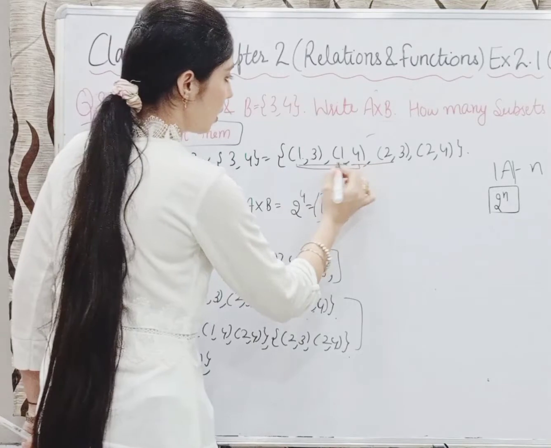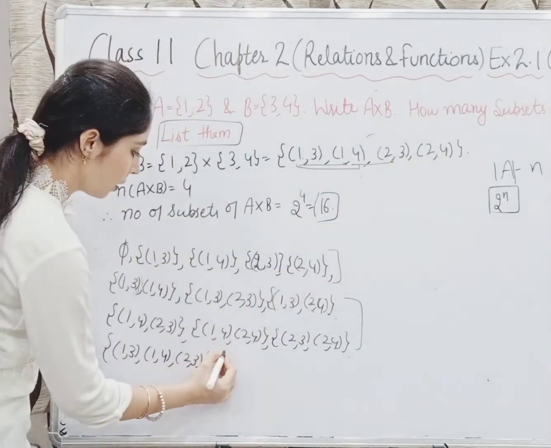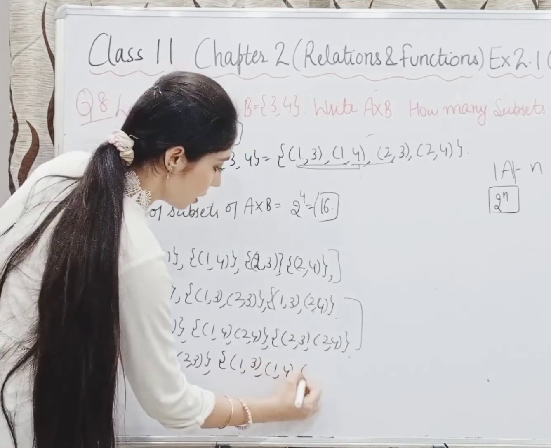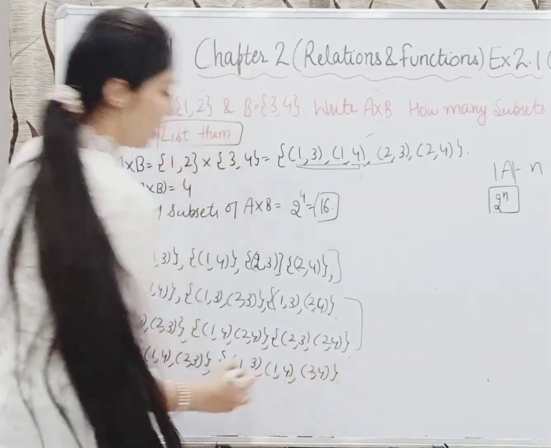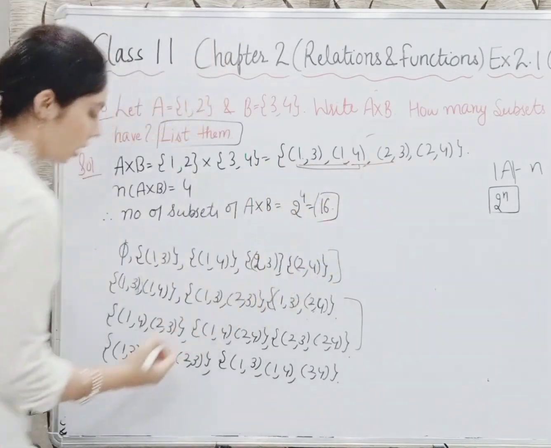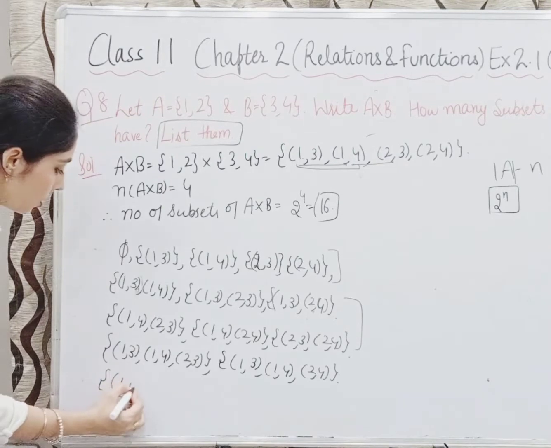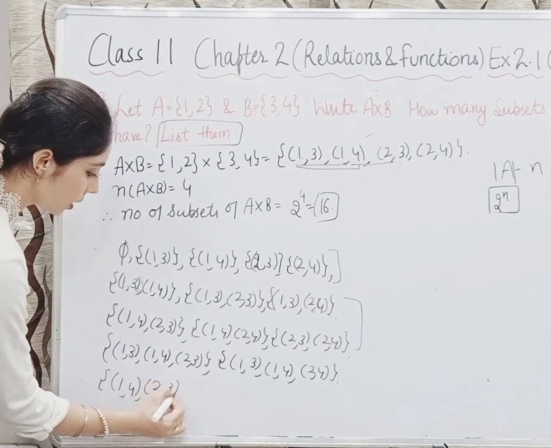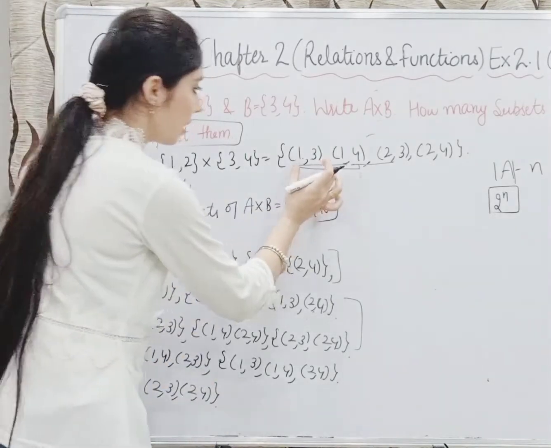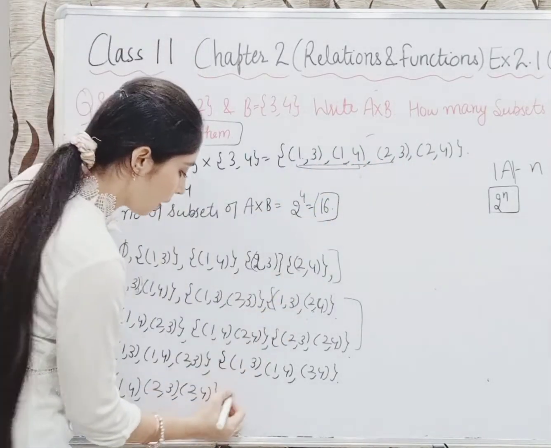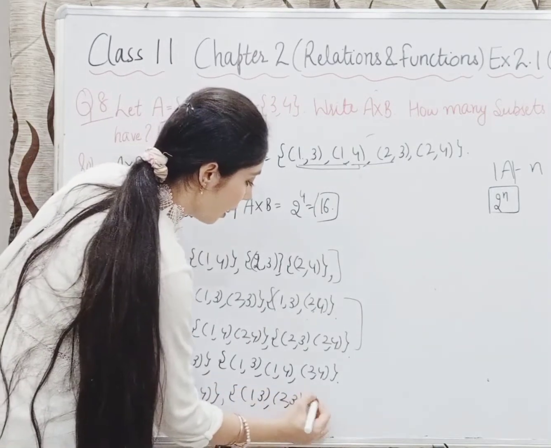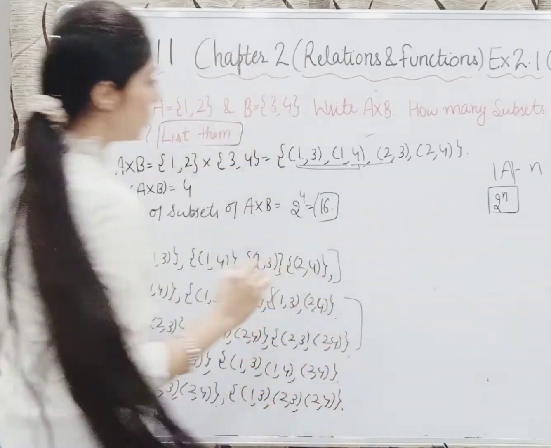Now we will take these two and last one. So this will be 1, 3, 1, 4 and 2, 4. Okay. Next condition will be last 3. Okay. 1, 4, 2, 3 and 2, 4. Next condition can be first and last 2. So 1, 3, 2, 3 and 2, 4.